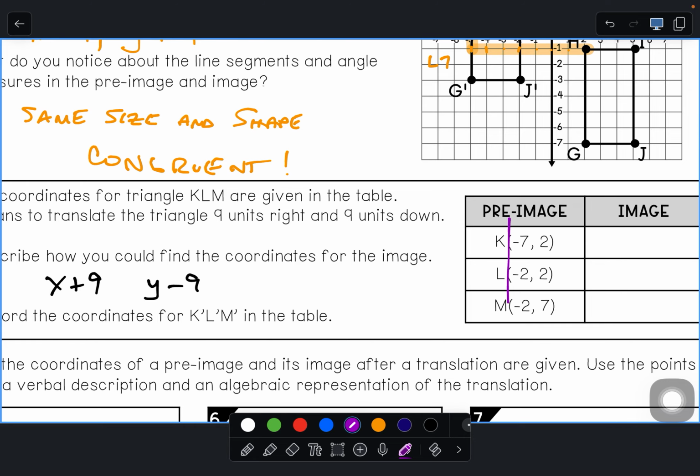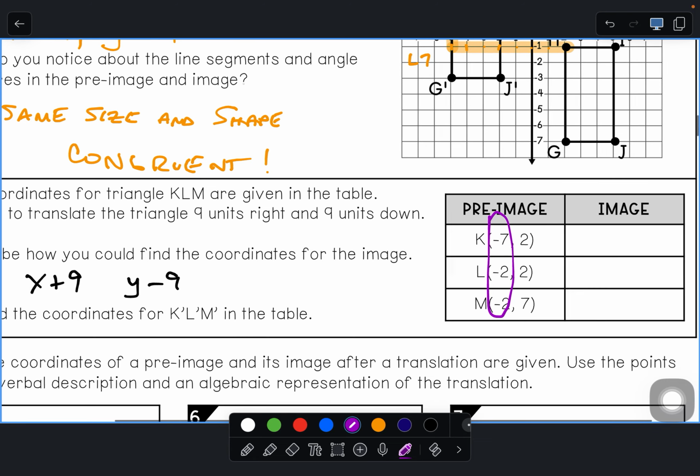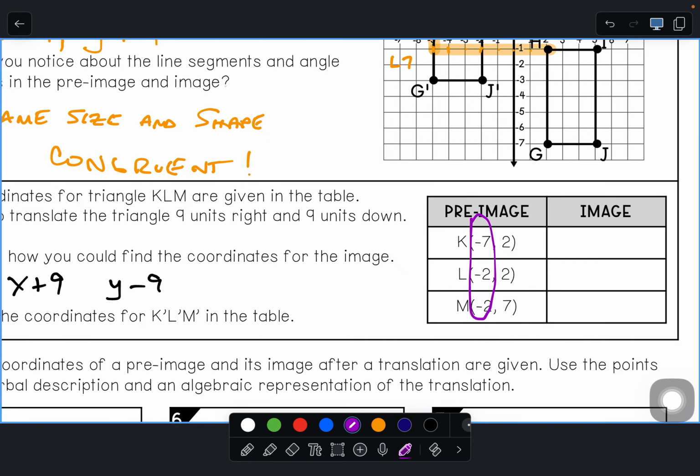So here's my x values. All right, I want to add 9 to each of them, okay? So negative 7 plus 9 is 2. Negative 2 plus 9 is 7. Negative 2 plus 9 is 7. Okay, now my y values, it says here I want to minus 9 from each of these. So 2 minus 9 is negative 7. 2 minus 9 is negative 7. 7 minus 9 is negative 2. Okay, so that's how I will get the coordinates of my new image.